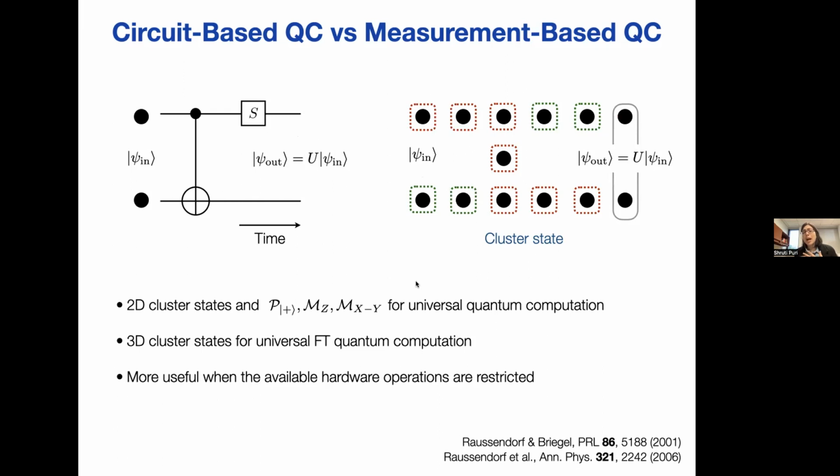So you may ask me, why do I care about measurement-based computing at all? Well, in some hardware architectures, it's actually better to do measurement-based computing rather than circuit-based computing. Especially for flying photonic qubits, people usually consider the measurement-based architectures because you want to measure your photons as soon as they're prepared, before they're lost to the environment.